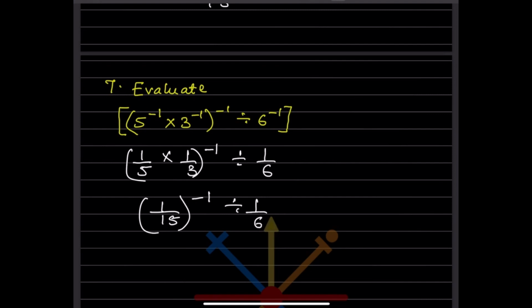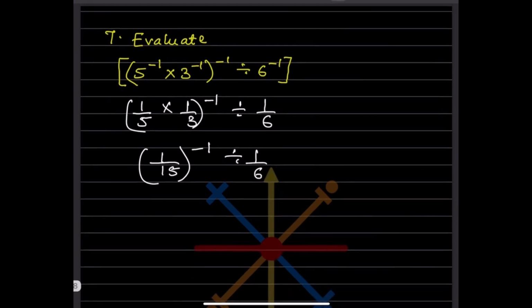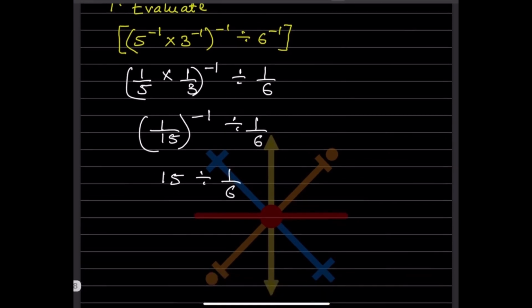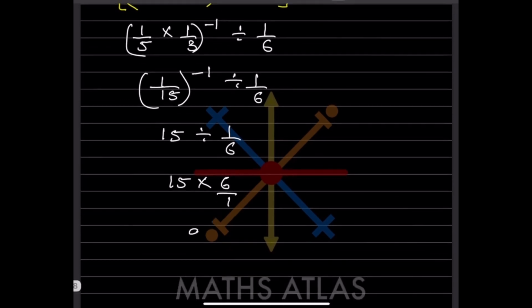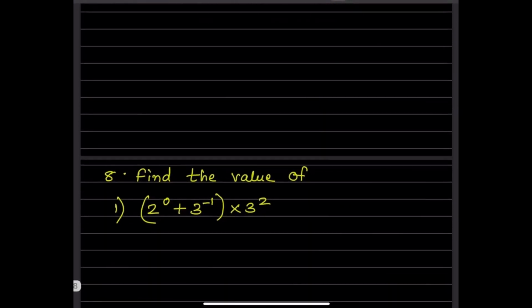Divided by 1 by 6. So now what you can do, because the exponent is negative, you can flip over, that will be 15 divided by 1 by 6. So now you are going to remove this division sign. So this is going to be 15. Whenever you remove the division sign, this becomes the reciprocal, the right hand side. So this will be 6 by 1. So now 15 6s are 90 divided by 1 is the same. So the answer is 90.